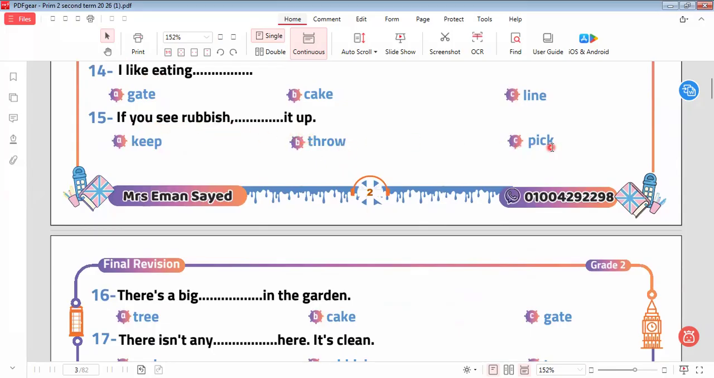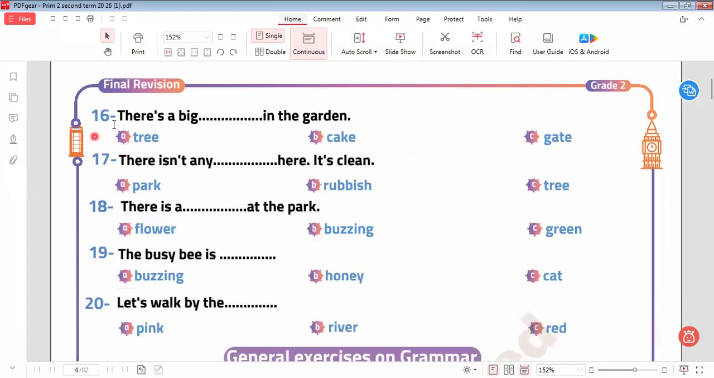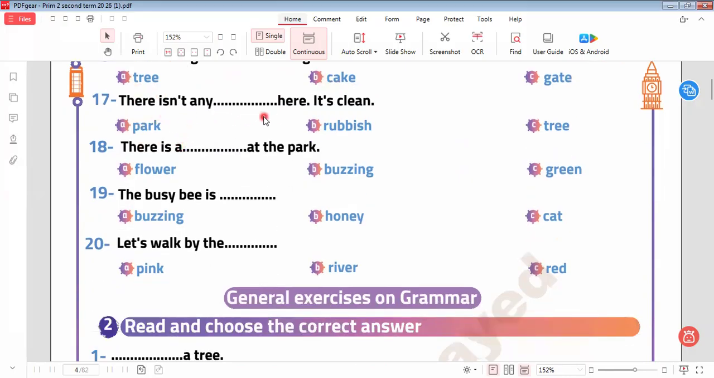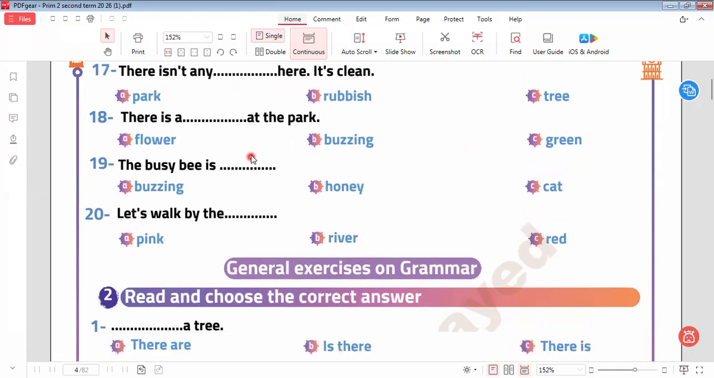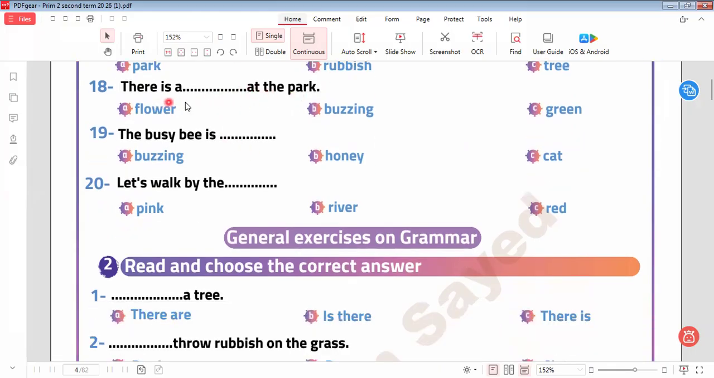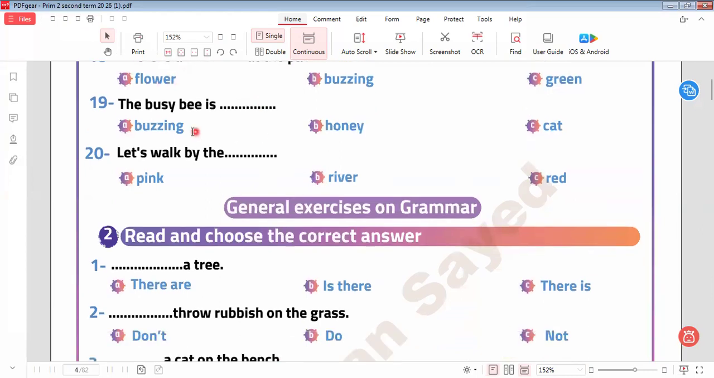If you see rubbish, pick it up. So here it will be pick it up. There is a big tree in the garden. Big tree or big cake or big gate? Big tree. There isn't any rubbish here. It's clean. There is a flower at the bottom.